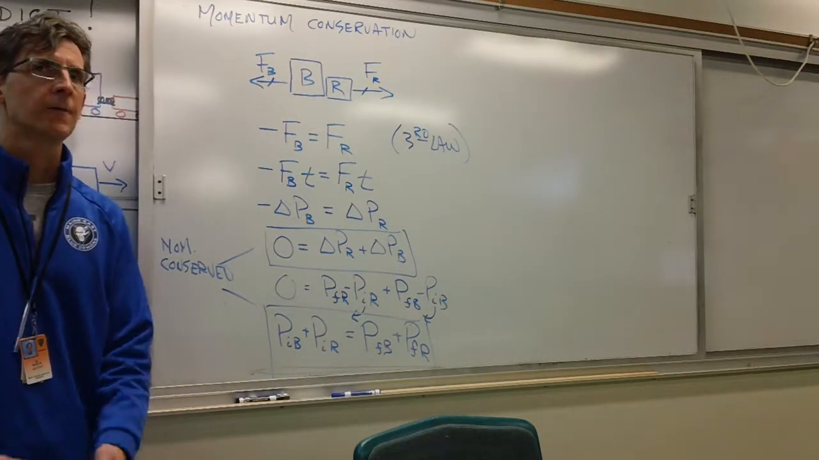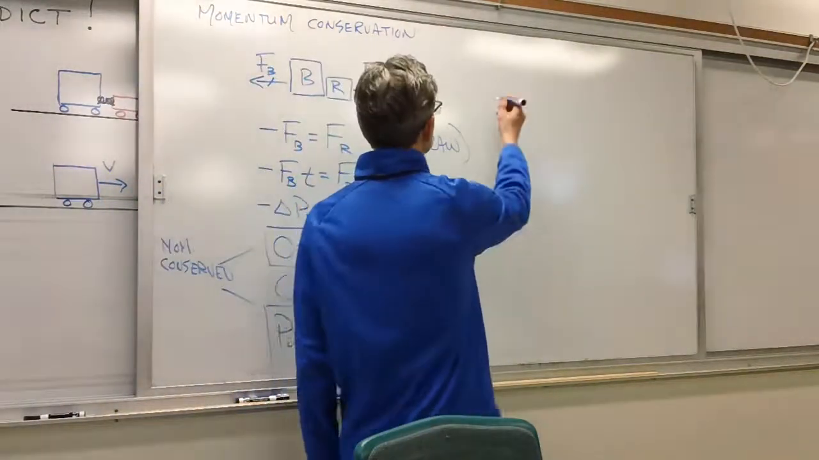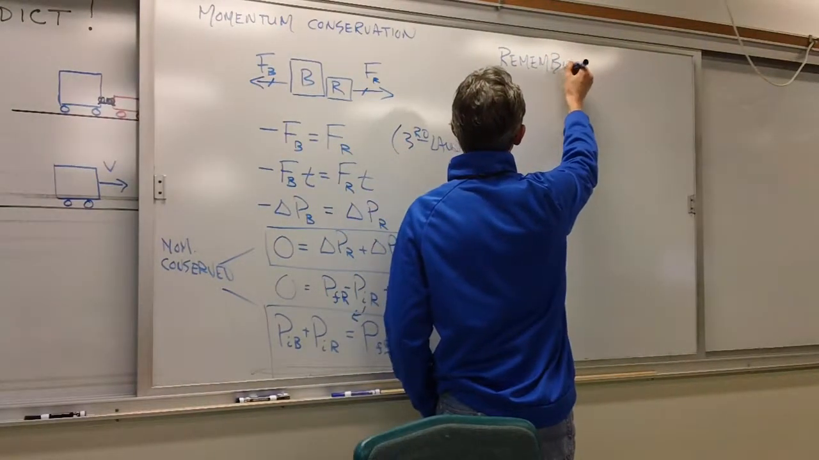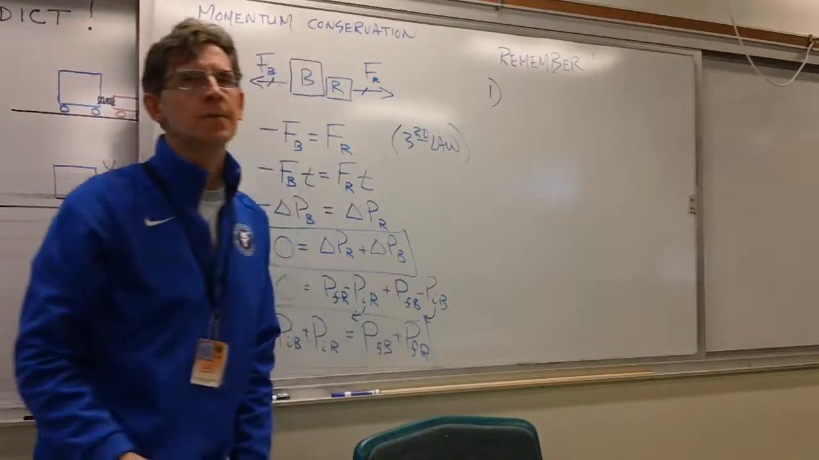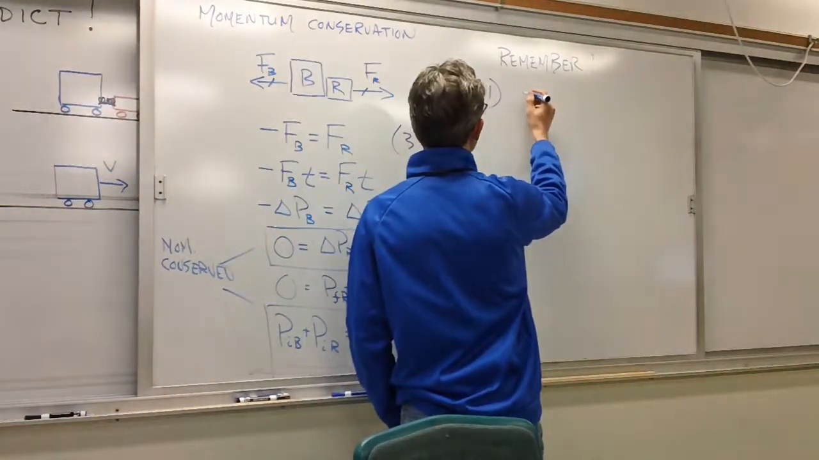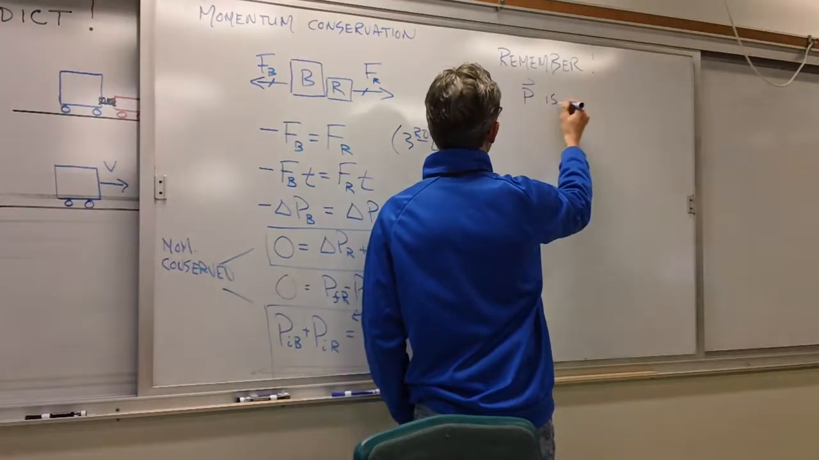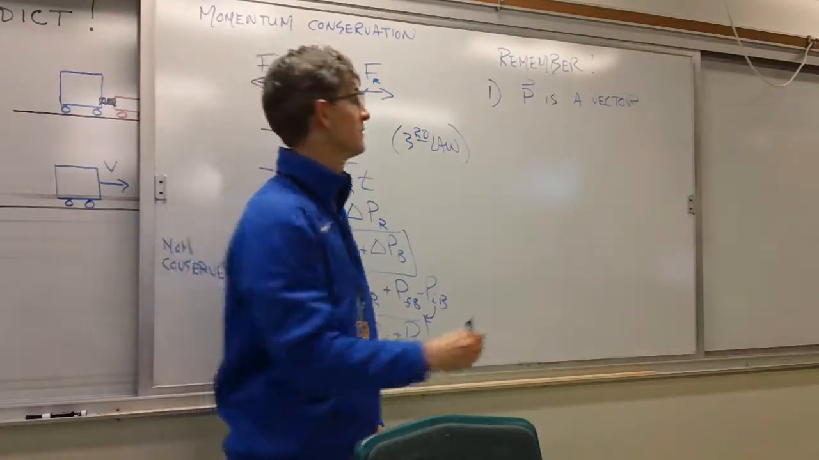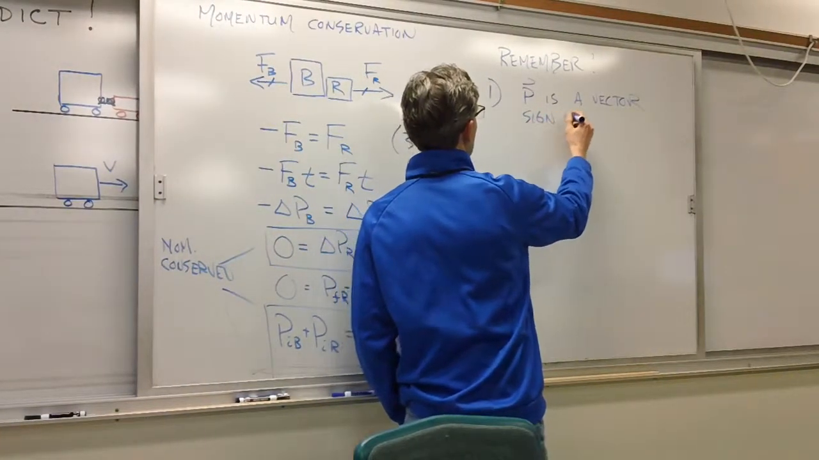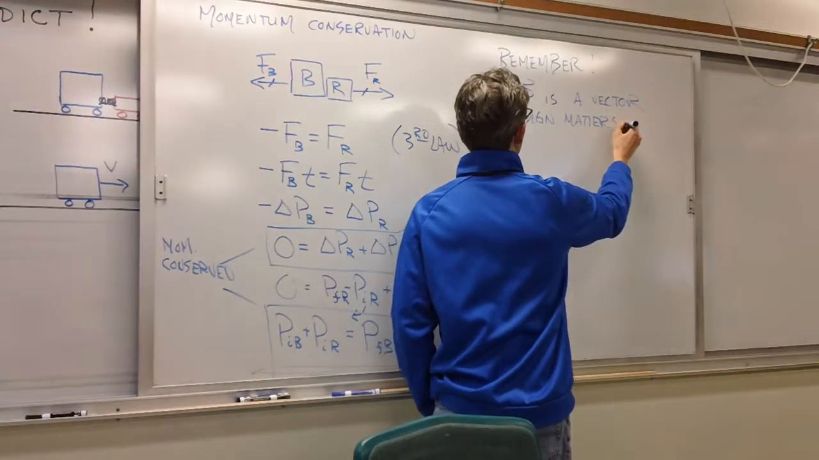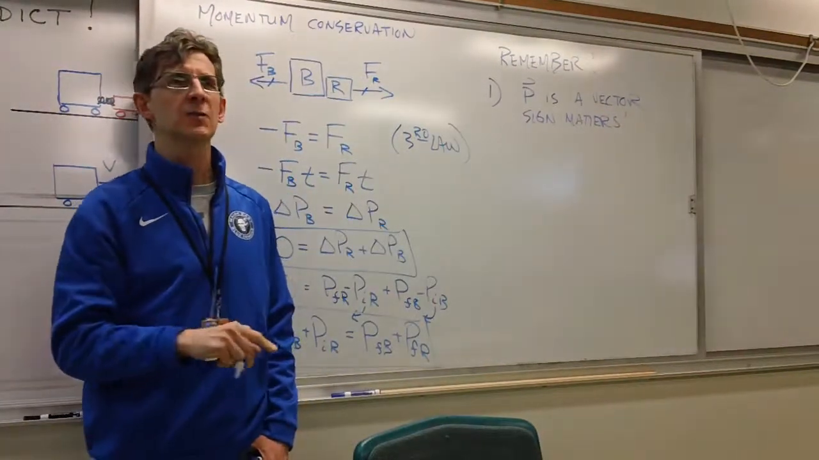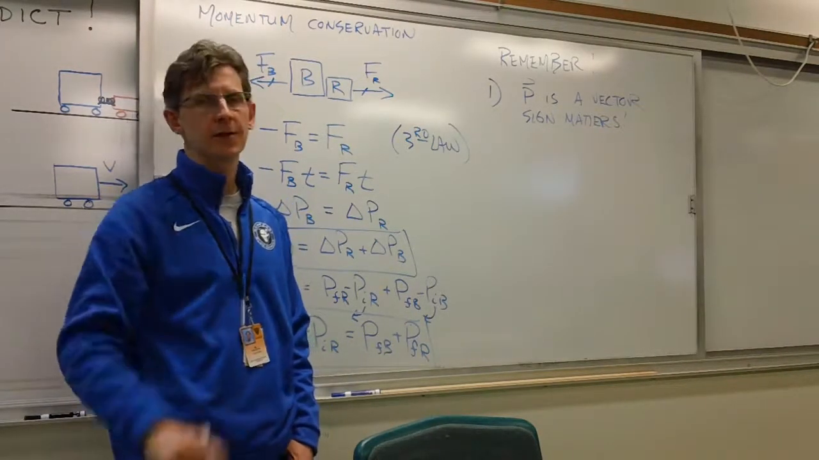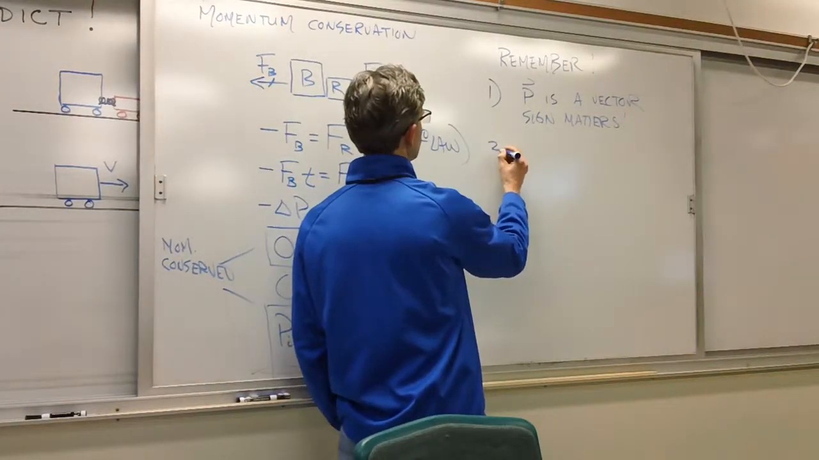Okay. All right. Two other things to say about this. Number one is remember that momentum is a vector. So I'll just put P is vector. Therefore, sign matters. We're already kind of seeing it, right? You have to pay attention to right and left. Right is positive, left is negative. So that's important. We're going to practice with that in the next week in different situations.